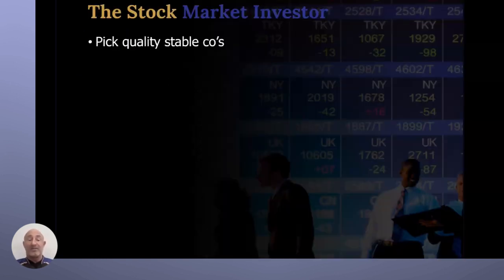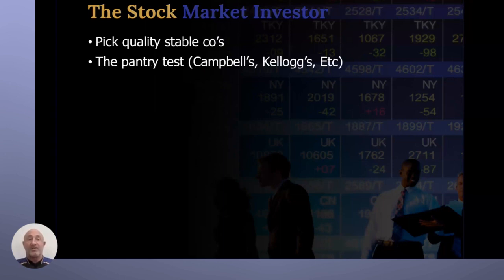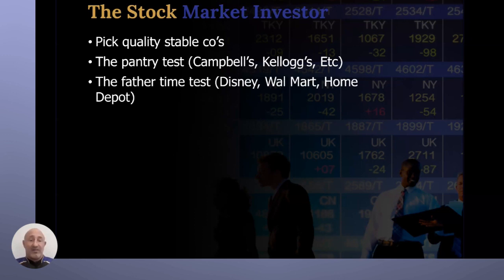With the stock market investor, pick quality, stable companies. And I always tell people, just use the pantry test. Go look in your pantry. Those companies have been around forever. They're going to be around forever. Campbell's, Kellogg's, Walmart, Home Depot, etc. And the father of time test: Disney, Walmart, Home Depot, as I was saying.